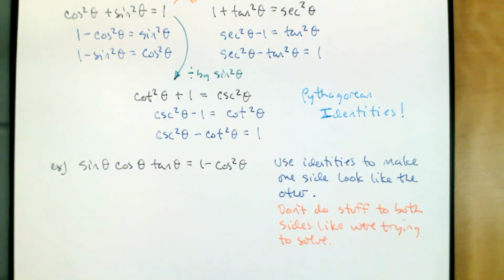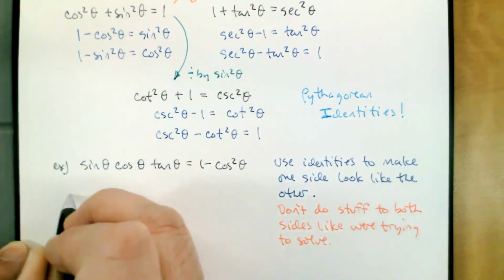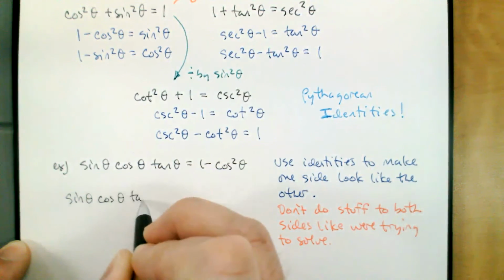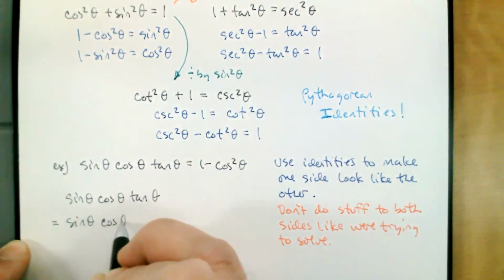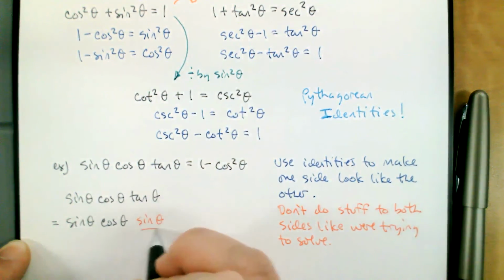So notice on the left, we've got sine theta, cosine theta, tangent theta. So I'm going to employ our number one strategy: write everything in terms of sines and cosines. So I'm going to replace tangent theta with sine over cosine. Tangent is sine theta over cosine theta.